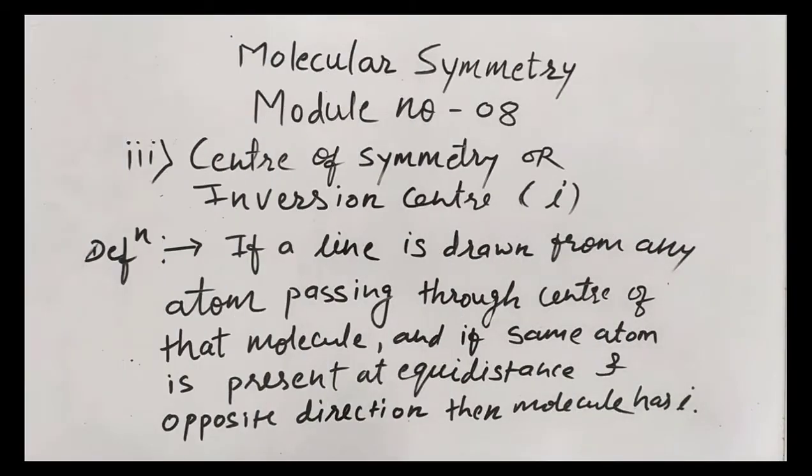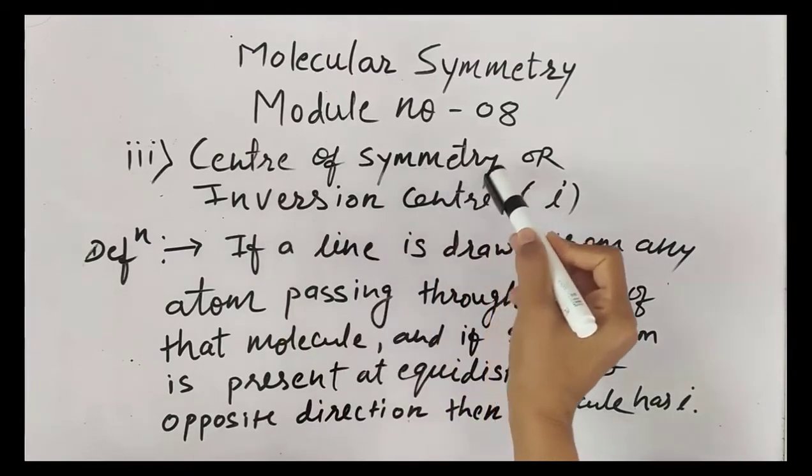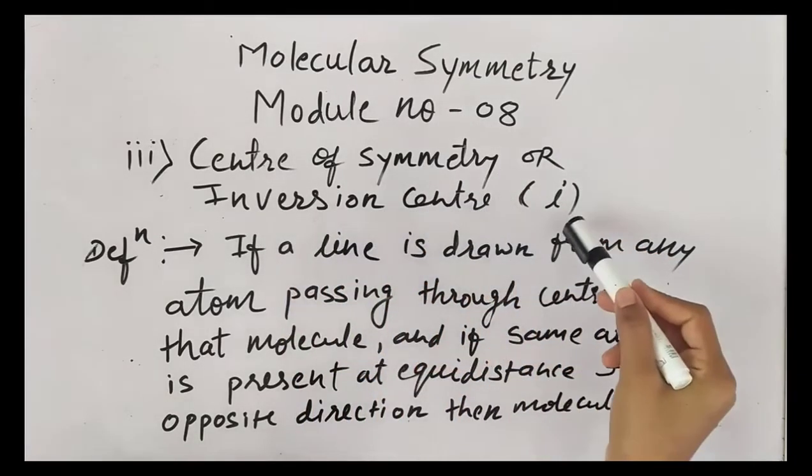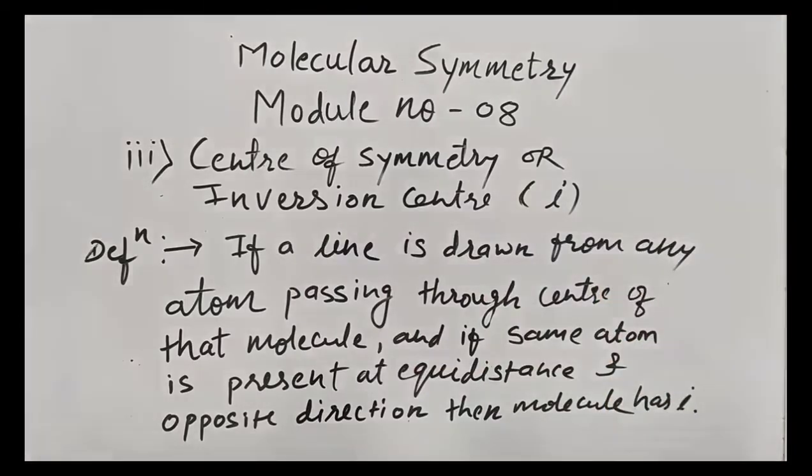Students, welcome to our next module for molecular symmetry. Till now we have completed 2 elements of symmetry among the total 5 elements, that is the proper axis of rotation, and the second one is the mirror plane having 3 subtypes. Today the next symmetry element that we are going to see is the center of symmetry, which is also called the inversion center and which is indicated by i.